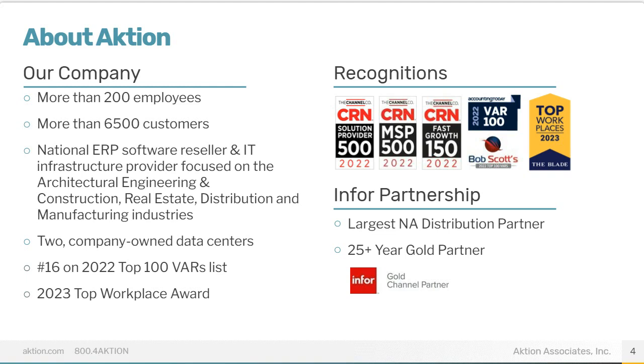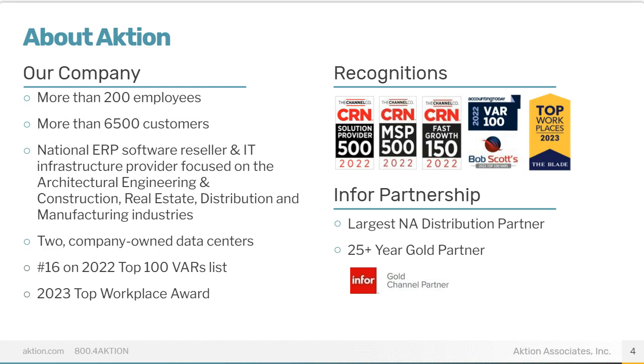We're number 16 on the 2022 top VAR 100 list. We're also a 2023 top workplace award winner. As far as our Infor partnerships are concerned, though, we are the largest North American distribution partner and have been a gold partner with them for more than 25 plus years now. As far as our partnership with SDSI is concerned, though, we've been a partner with them for more than 20 years. We've really wanted to get with them to extend the functionality of the ERPs, especially our Infor customers, so that we can get the UnForm full suite into their solution set.